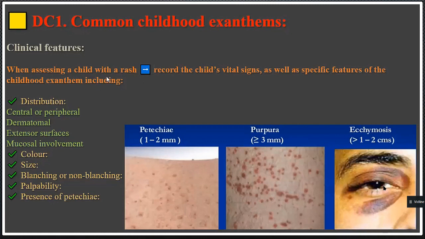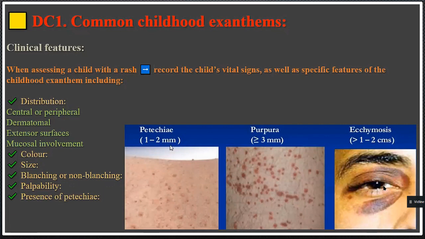When assessing a child with a rash, even not a child, whatever child or adult, when you are assessing any rash in general, you have to check the distribution, you have to check the color, the size. Is it blanching or non-blanching? Is it palpable or not? Any petechiae or not?